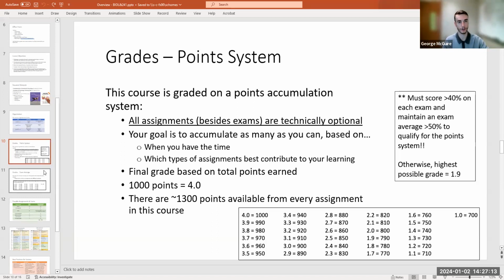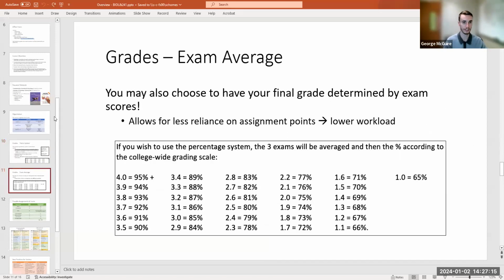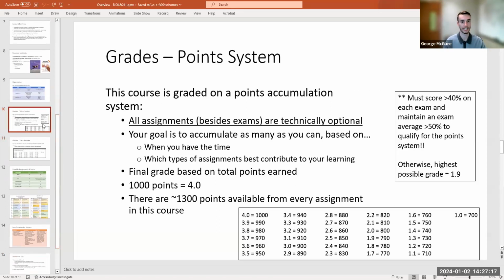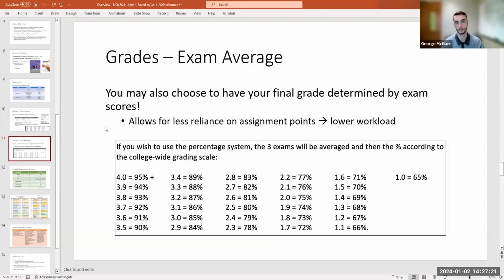Okay, so earn as many points as you can. If this is too time consuming and tedious and you find that you're doing well on your own or only doing a few of the assignments at a time, you do have the option to have your final grade based off of your exam average. So it's totally possible that a student only earns a few hundred points and finds their own way of studying and building this knowledge to do well on the exams.